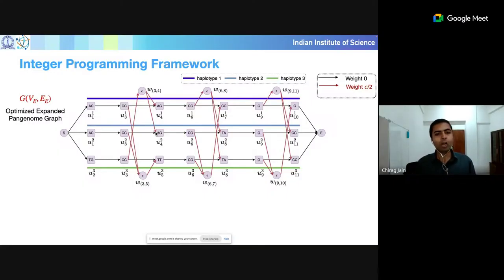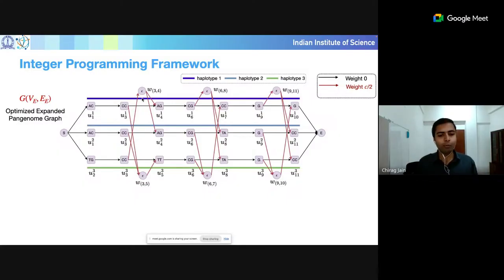So now I hope that this expanded graph definition is clear to you. That is, you have these separate paths for each haplotype, and you have these edges connecting the different haplotypes to account for recombination cost. The black colored edges have weight 0, because there we don't want to penalize any recombination, whereas the red colored edges have a positive weight.